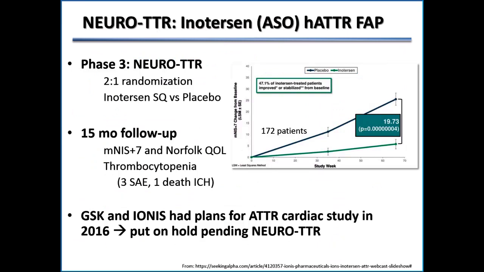Another drug that also acts with RNA silencing is inotersen. So this was developed by Ionis TTR. You might know them as ISIS. This was the original name, but they changed the name because they realized that was probably a bad idea to have a company called ISIS. So this drug was studied.